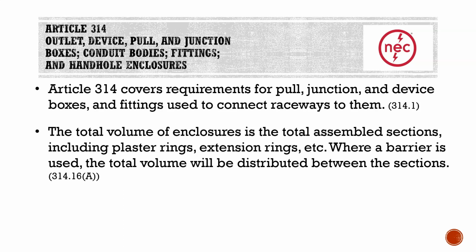The second part being about this barrier idea. Maybe for some reason we need to install a barrier in a device box, whether it be to separate different voltages or maybe controlled wiring from line wiring. We have to distribute the volume of those sections evenly. So if it's a 100 cubic inch box and we put a barrier directly down the middle of it, then it's going to be distributed 50 cubic inches and 50 cubic inches. If we do it 60-40, it's going to be 60 cubic inches and 40 cubic inches.